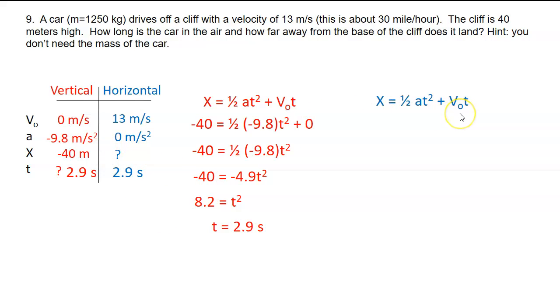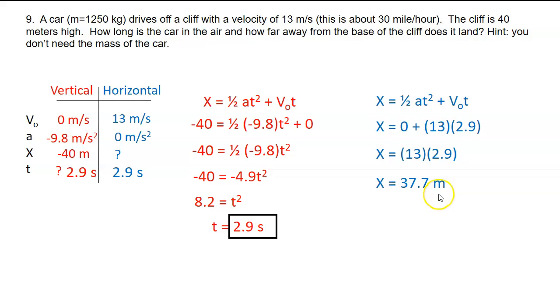So you probably notice it's the same kinematic for all of these problems. Let's plug in what you know. Remember, acceleration horizontally is 0, so that causes this whole portion of the equation to drop out. So it's initial velocity times time. So the answer is 37.7. The object is in the air 2.9 seconds, and it travels 37.7 meters away from the base of the cliff.